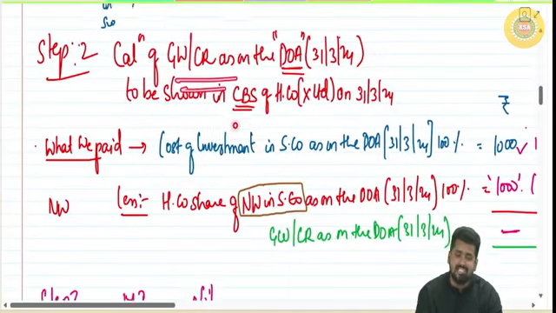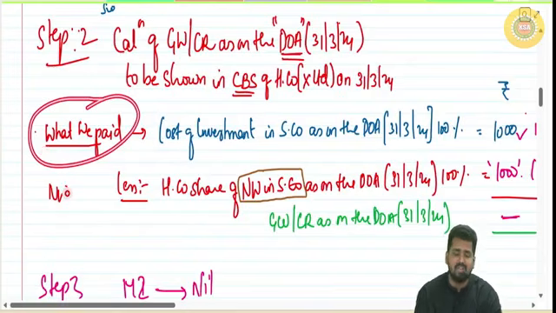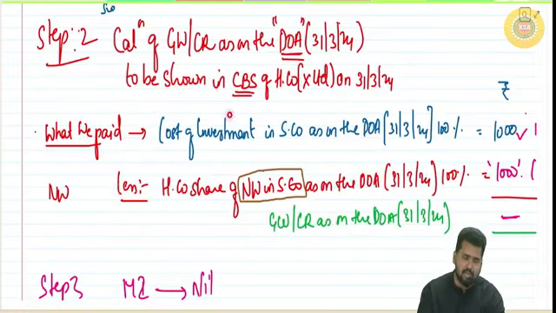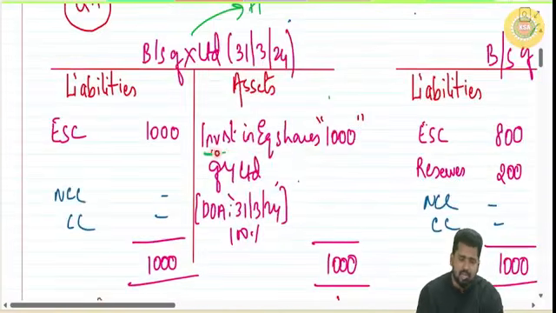Point number 1. Goodwill or capital reserve is the difference between two components. One is what we paid. Clear? What we paid for that 100%, 1000 lakhs, we'll call it cost of investments.